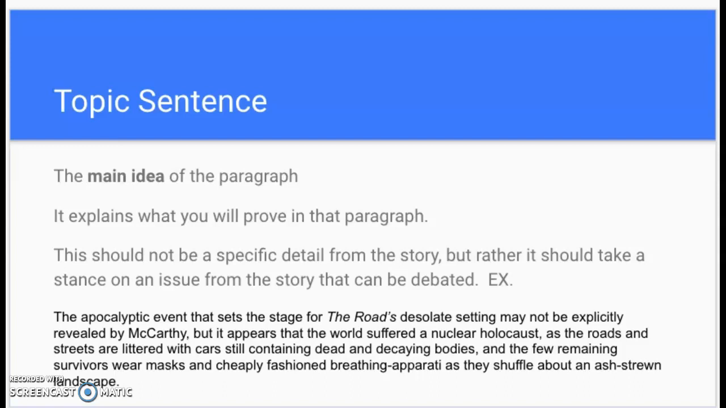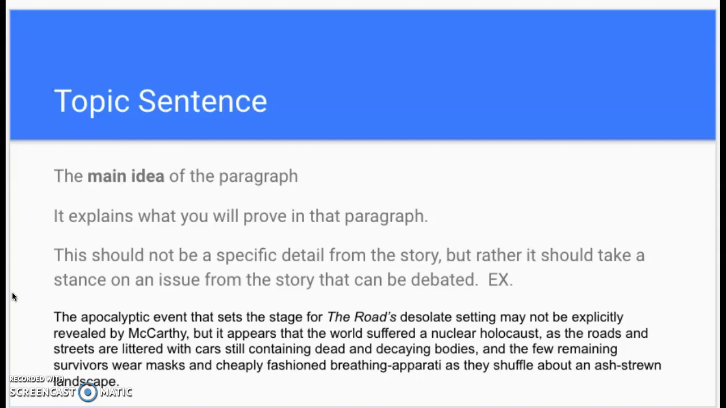Here's a topic sentence for that prompt for The Road. The apocalyptic event that sets the stage for the road's desolate setting may not be explicitly revealed by McCarthy, but it appears that the world suffered a nuclear holocaust, as the roads and streets are littered with cars still containing dead and decaying bodies, and the few remaining survivors wear masks and cheaply fashioned breathing apparatus as they shuffle about an ash-strewn landscape.